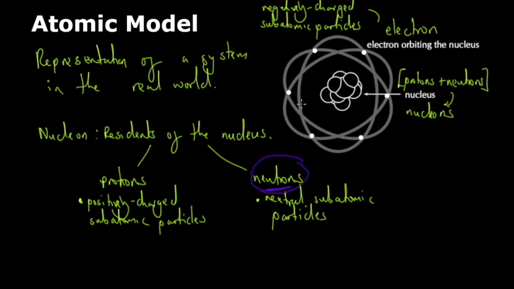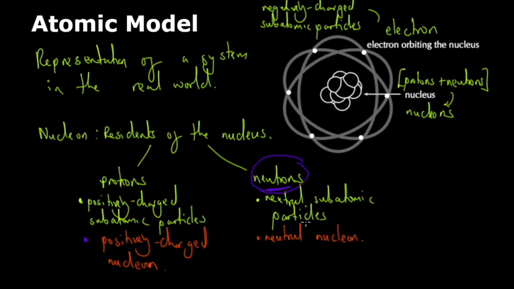These two here are residents of the nucleus, so we call them nucleons. Another way to play around with words is that you can say positively charged nucleon, defining the proton. It's an alternative way of saying this, and it's an even more refined answer, because you have identified that they reside in the nucleus as well. Here you say neutral nucleon.